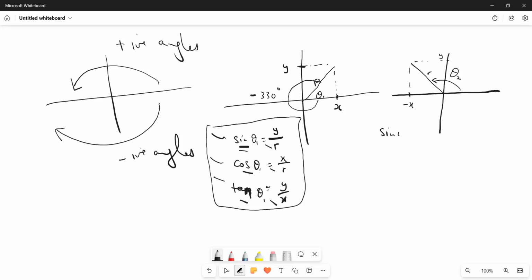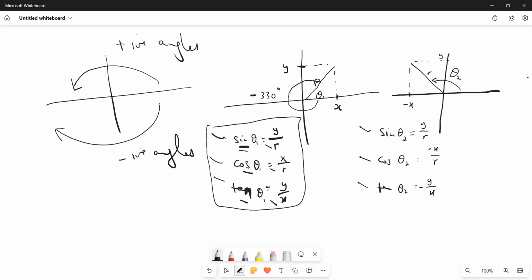So the sine of an angle in that second quadrant is y over r. The cosine is minus x over r, and the tangent is y over x, which is negative. And that's really the idea that the sine of the angle in the second quadrant is positive, cosine is negative, and tan is negative.